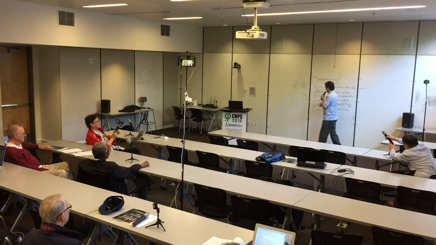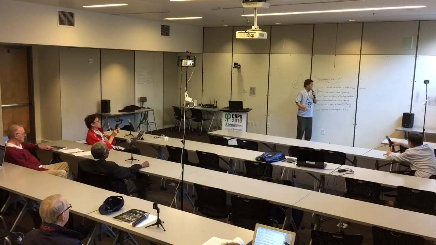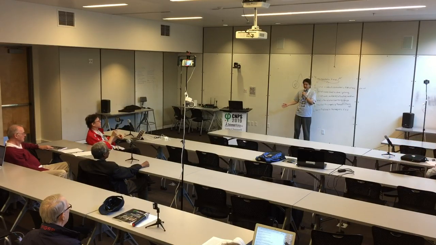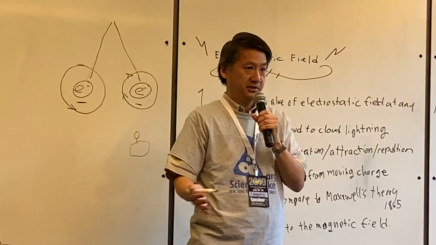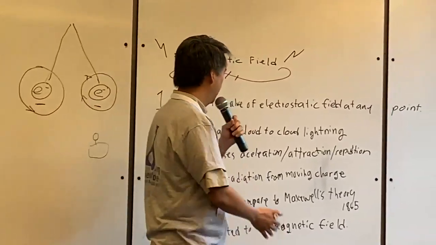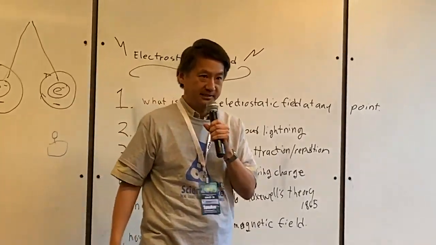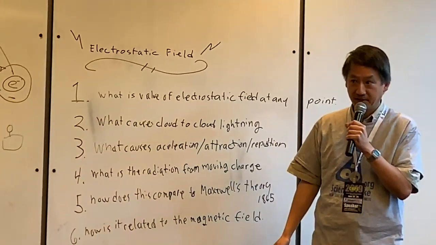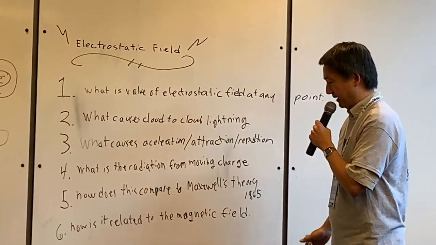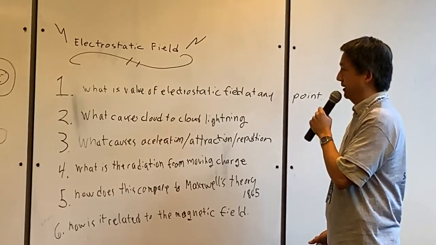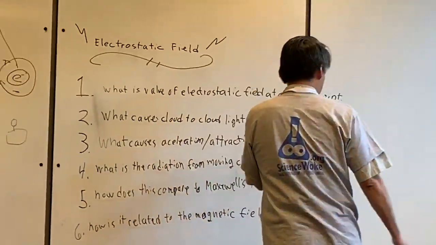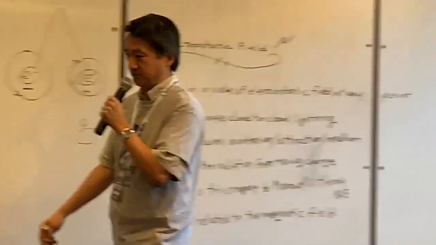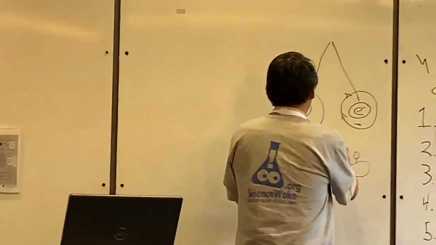Well, thank you, Bob, for volunteering to at least try to provide your theory of the electrostatic field and answering our six questions here. But of course, I have another way of explaining this, and that's in the proceedings. It's a one-page paper that tries to explain these things. So how tough could it be? If I could explain it in one page, how tough could it be?